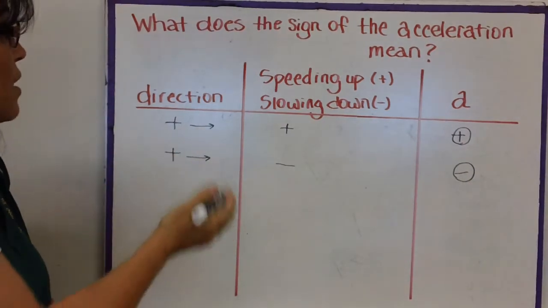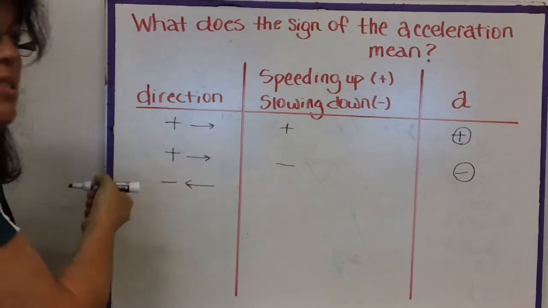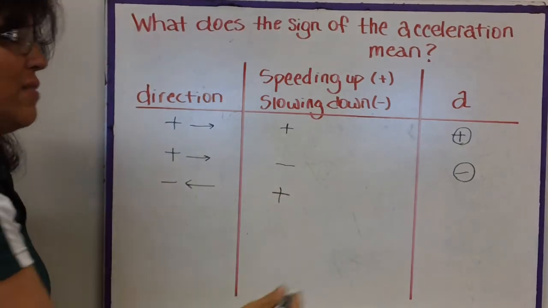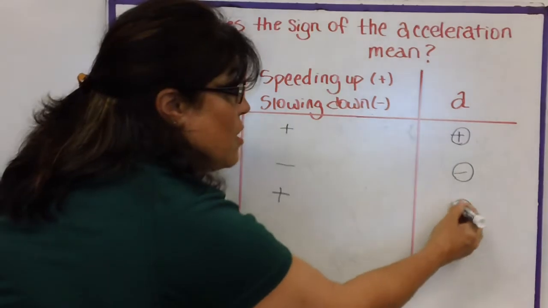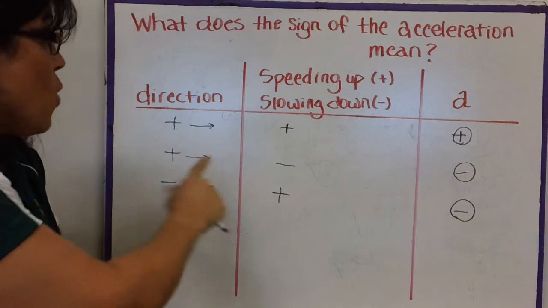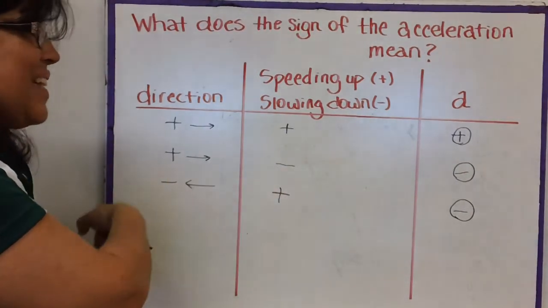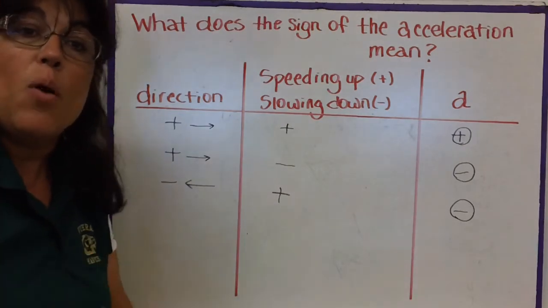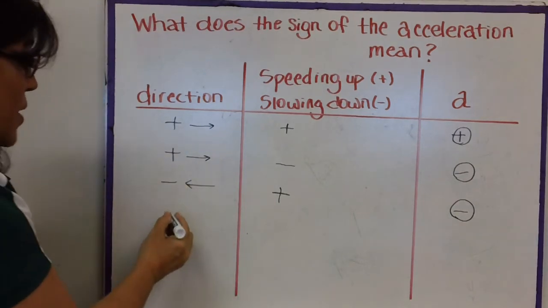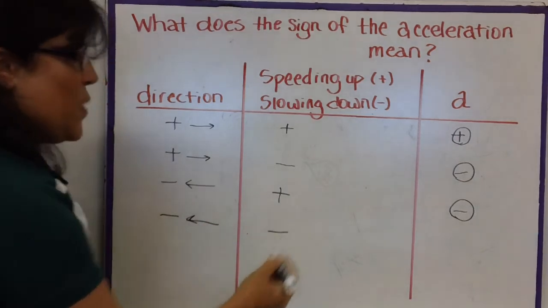Well, here's the trick. What happens if I have an object that's in the negative direction, meaning it's moving this way, but it's speeding up? You have a negative times a positive, so you're going to have a negative acceleration. So there are two situations that give us negative acceleration: you're moving in the positive direction and slowing down, or you're moving in the negative direction and speeding up. Both of them give you a negative acceleration. And then the final situation is you have a negative direction, so it's moving this way, and it's slowing down.